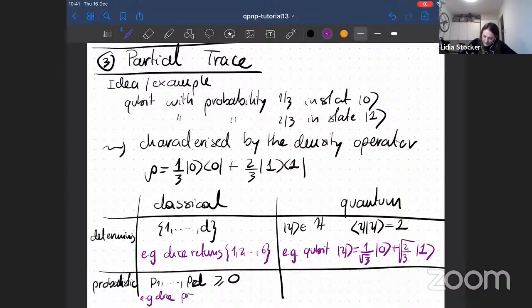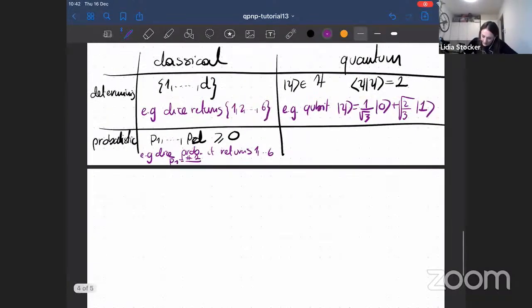And as an example, for the dice, the probability it returns 1 to 6. So we have P1 equal to the number of ones we get divided by the total number of tries. I will correct it a bit afterwards in the notes. And so on. So P2 is the number of times the dice returns 2 divided by the total tries.